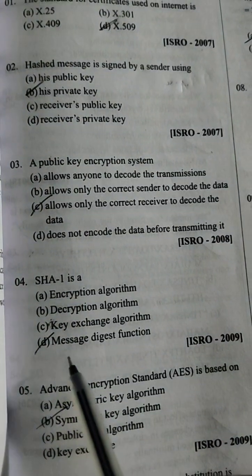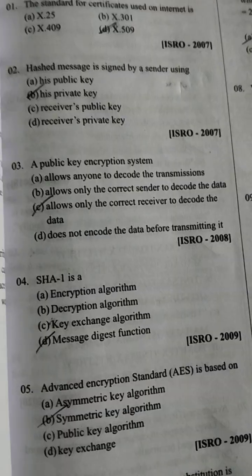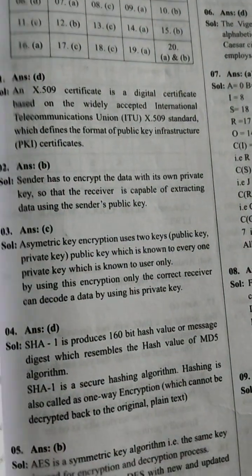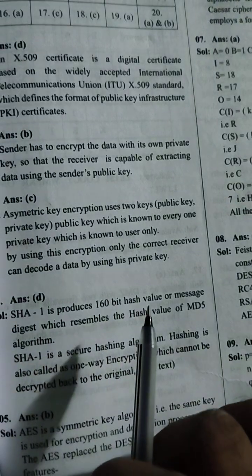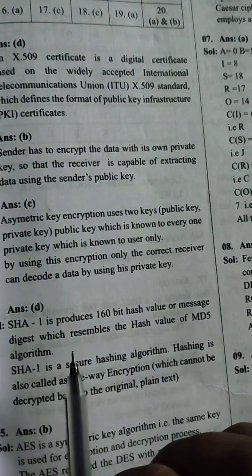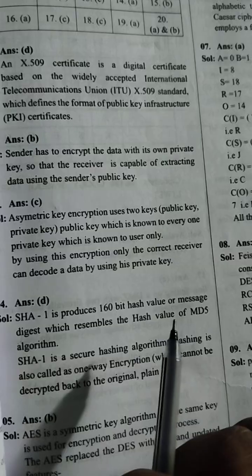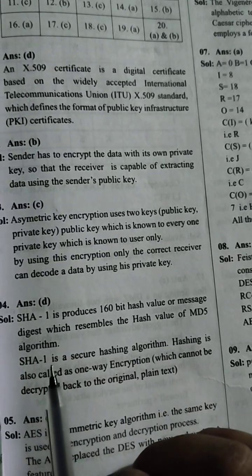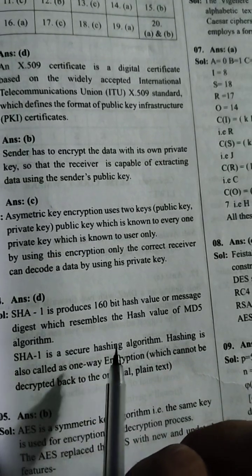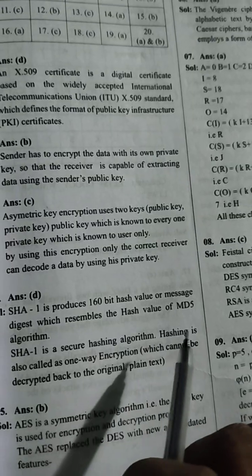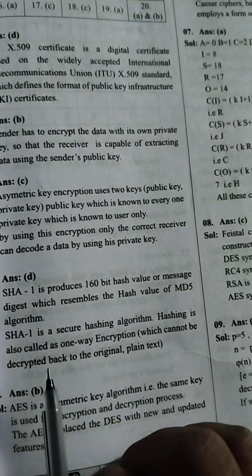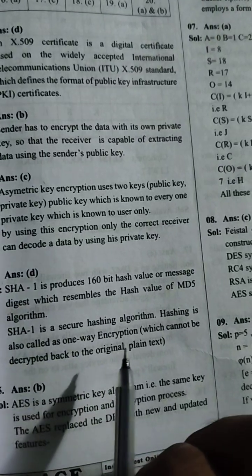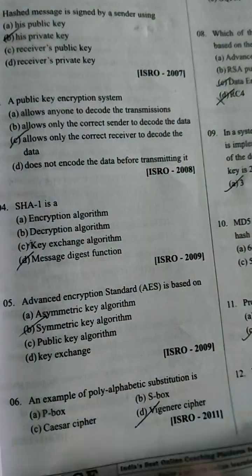SHA-1 is a message digest function. SHA-1 is a procedure producing a 160-bit hash value or message digest, which resembles the hash value of the MD5 algorithm. SHA-1 is a secure hashing algorithm. Hashing is also called one-way encryption, which cannot be decrypted back to the original or plain text.